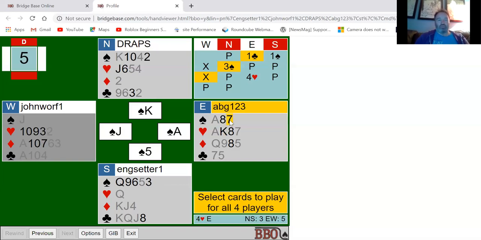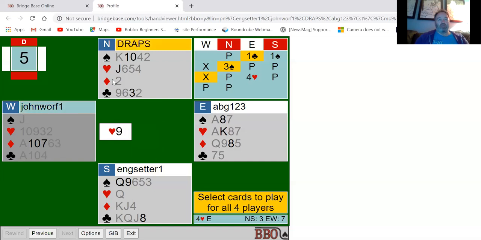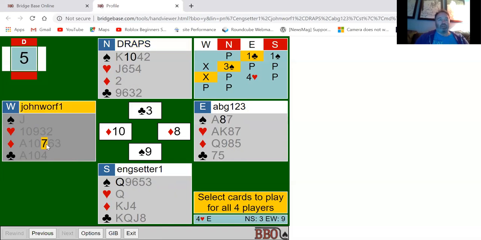So we've got to get back over to dummy. Pretty safe to play a spade. And we can do that. Trump it. And then we just play a heart. And we duck it. Play a diamond, get back in, overtake, and game over. 10 tricks.